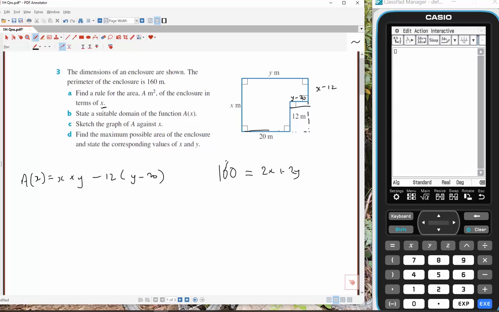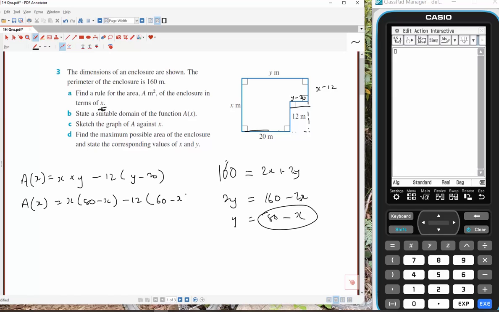And what we want to do is make it in terms of x. So what we'll do over here is we'll make y the subject. 2y equals 160 take 2x. Y is going to be 80 take x. So now we've made y the subject, it allows me to pop 80 take x where I see y. So A of x equals x, 80 take x, take 12, 80 take x, take 20 is going to be 60 take x. And there's my A of x, my area function.